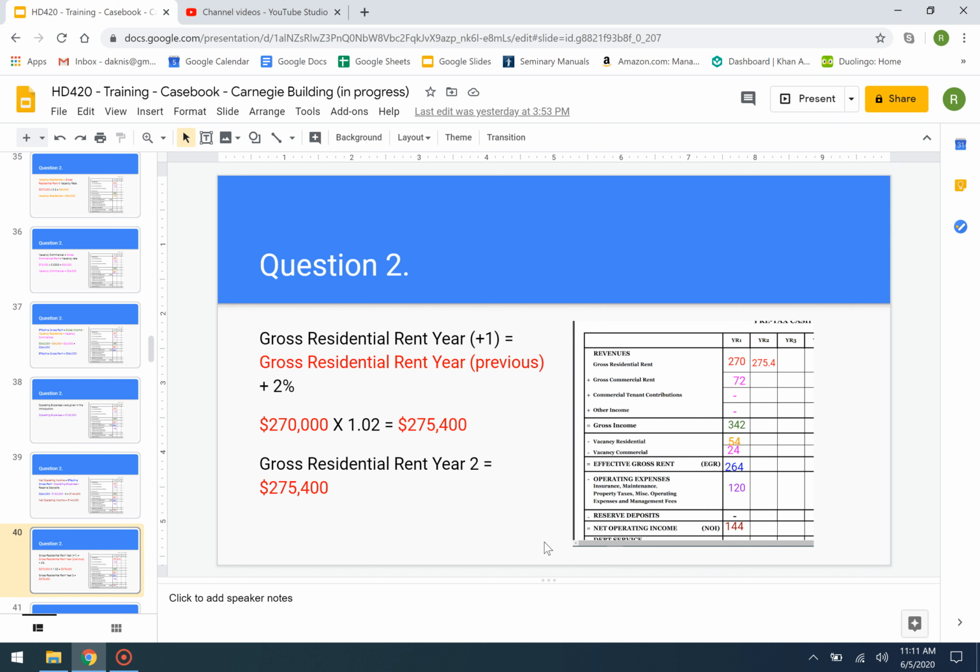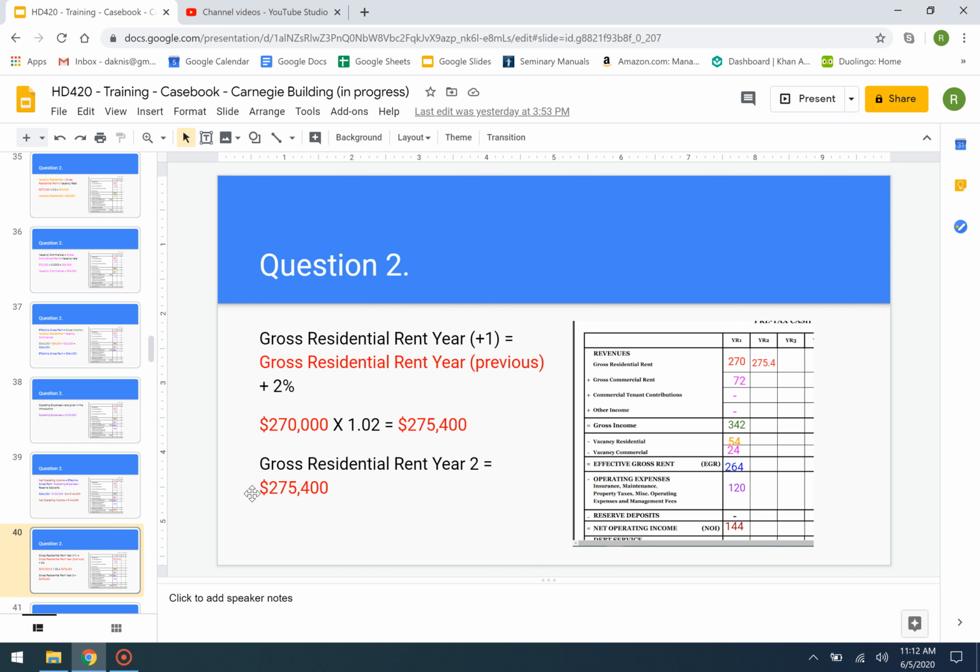Now, I could go down further and do debt service and stuff, but what I'm going to do in this one is fill out years 2 and 3 one at a time, going down, just so that we're staying focused on where we're at. So to move up a year, we're told to assume 2% rent increases. So we take our gross residential rent per year for the previous year and we add 2%. So 270,000 times 1.02 equals 275,400. So I plug that number in right there for year 2.